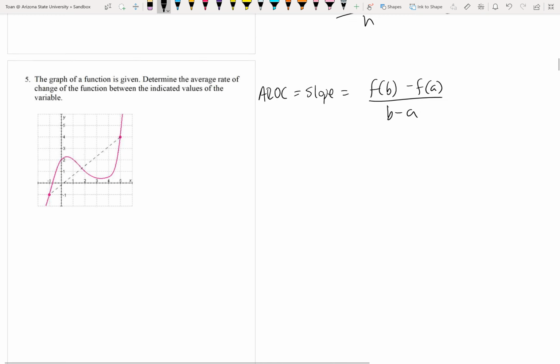Number 5, more average rate of change. In this case, I didn't give you a function. I gave you a picture, and it should actually be even easier if I give you a picture, because all you can do is just count rise over run. That's what average rate of change is, that slope. So just by pure looking, I'm not going to even do any math. Between this point and this point, you rise 1, 2, 3, 4, 5, and you run 1, 2, 3, 4, 5, 6. So average rate of change is rise over run.